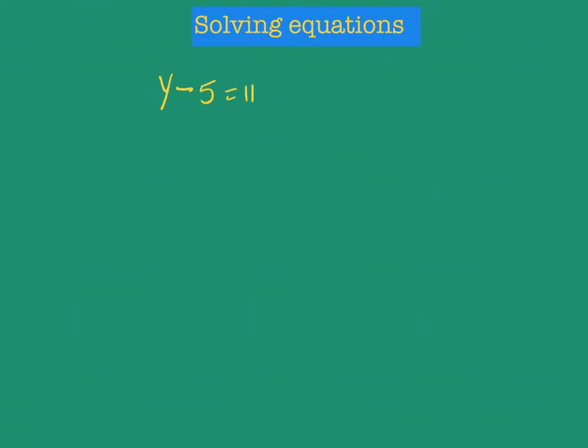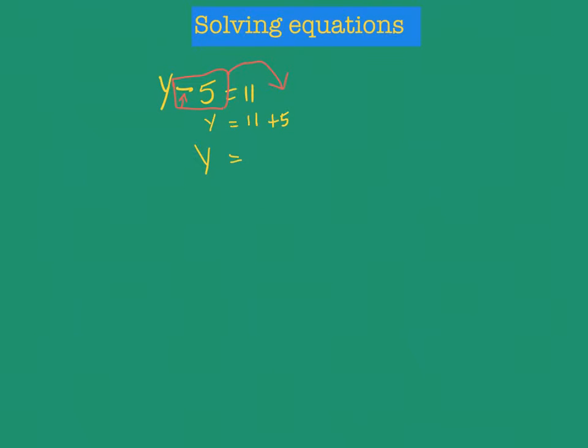Okay, so what we need to do is end up with y equals something, and then we'll be able to solve for y. So in this case, we have y take 5 equals 11. So this number here, in order to get it over to this side, we need to do the opposite of the operation. Now the operation is the negative. So the opposite of a negative is plus. So in this case, it would be 11 plus 5, which is equal to our y.